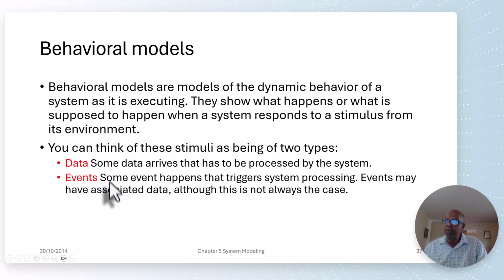Behavior models. Behavior models are models of the dynamic behavior of a system as it's executing. You can think of behavior models as having data and events. Some data arrives that has to be processed by the system, and some event happens that triggers the system processing. I have some events, and I need this data, or I'm going to be putting this data in based on the event. So the event is basically driving the data that we need. That's a behavior model.